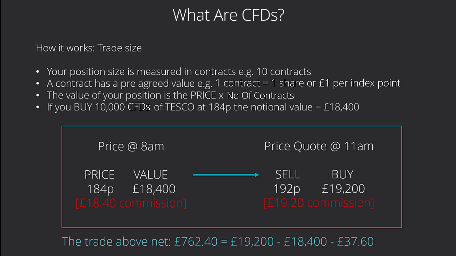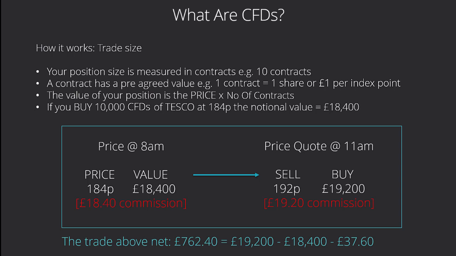So let's have a look at trade size now. Your position size is measured in contracts. We kind of covered this and alluded to it: you've got literally just a number, a figure in front of your contract, so 10 contracts. And a contract has a pre-agreed value. So one contract is one share, or one contract is £1 per index point.